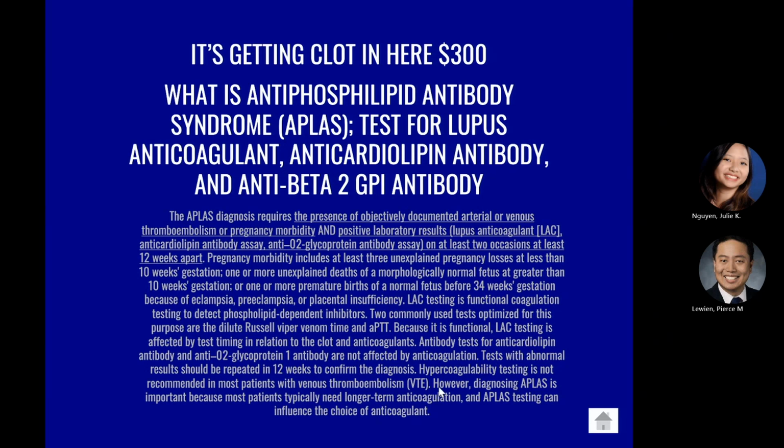And the hypercoagulability testing is not recommended in most patients with VTE. So these are separate patient populations, like we talked about, that we test them in. And it is important to diagnose these patients because they would typically need longer-term anticoagulation if they develop a VTE episode. And also, it factors into the choice of anticoagulant that you will choose as opposed to a general population person walking in with the VTE.